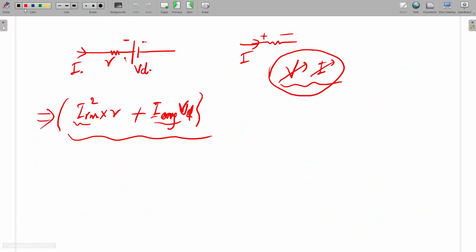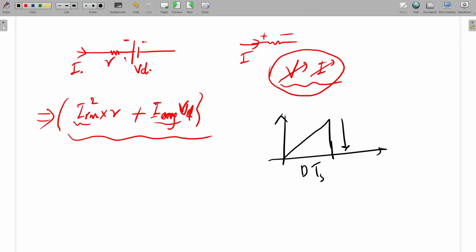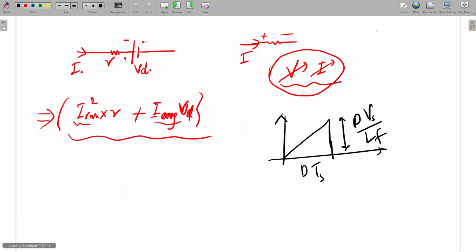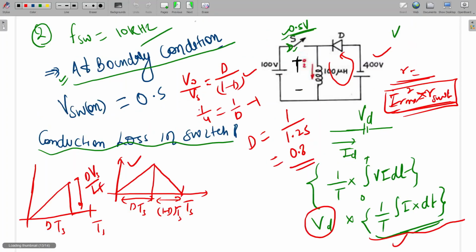So you see the current waveform, dTs, and the peak will be dVs by LF. Here I have written Vs, but if the drop is more, let's say 0.5 is not there, some other value is there. During the on condition, what is the inductor voltage if the switch is on? The inductor voltage VL will be Vs minus Vd. We have to subtract the device drop.